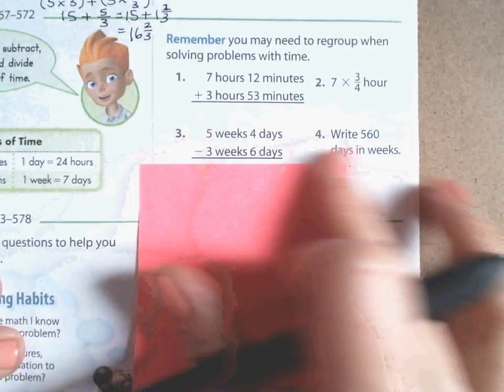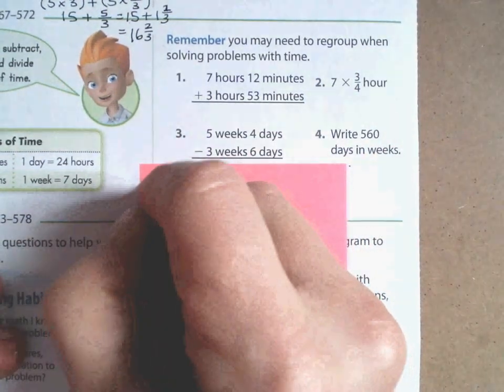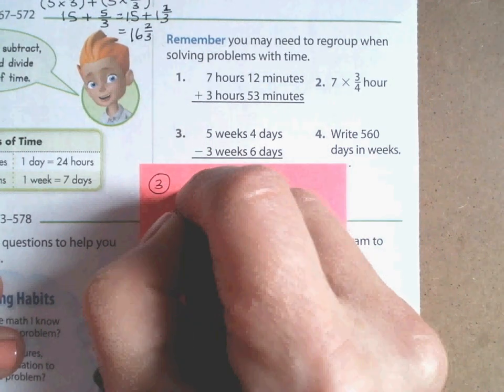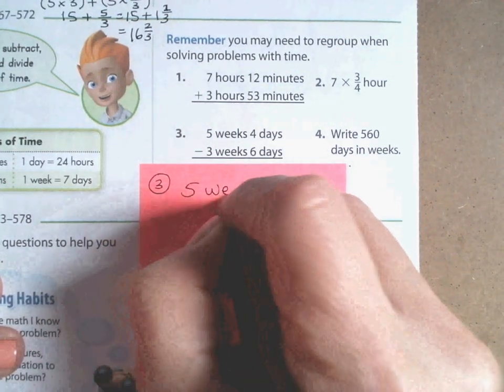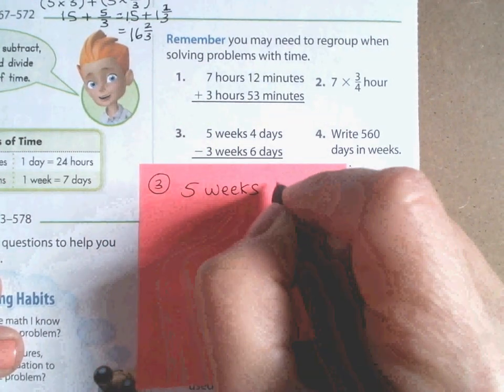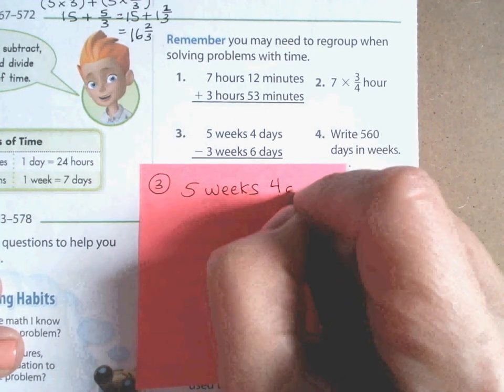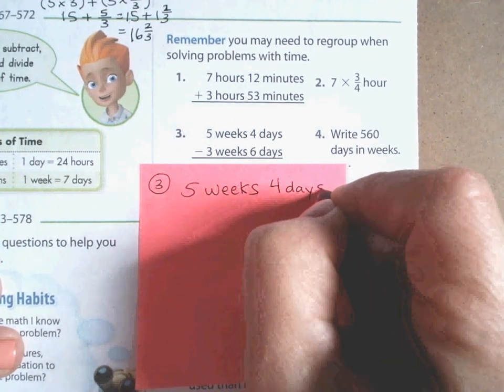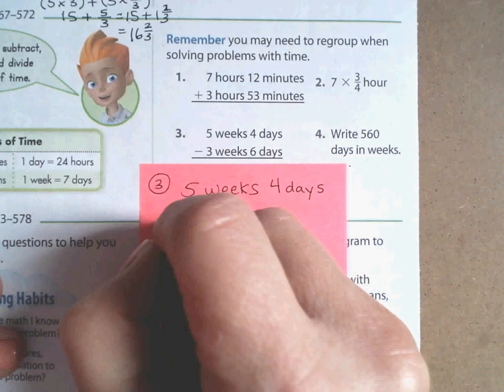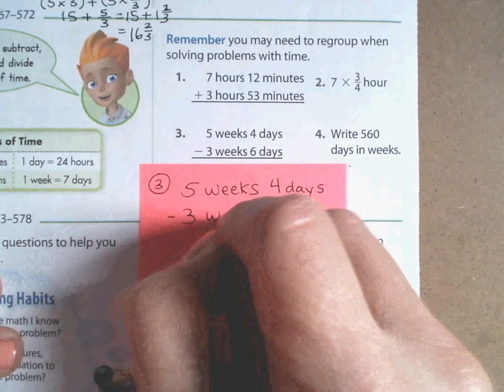Okay, let's take a look at number 3. So go ahead and pause it, and then we'll go over it once you have your answer. But remember, you cannot take 6 days away from 4 days, so you will need to regroup.